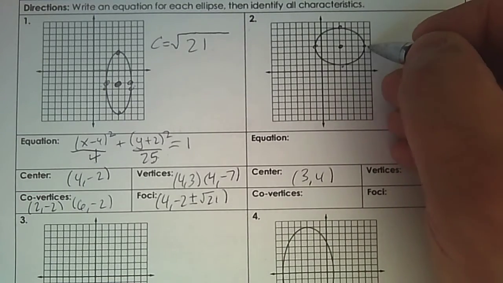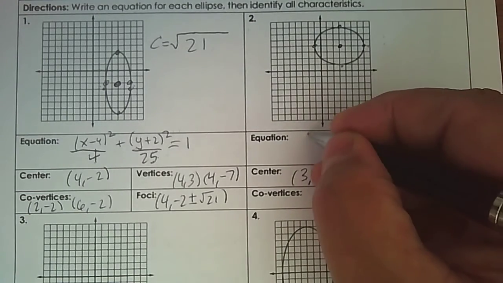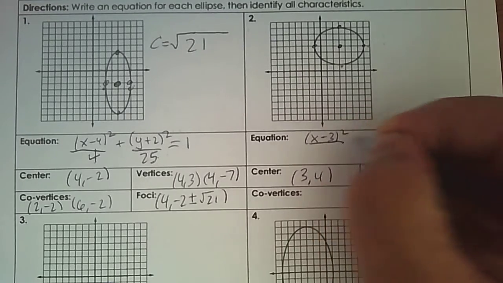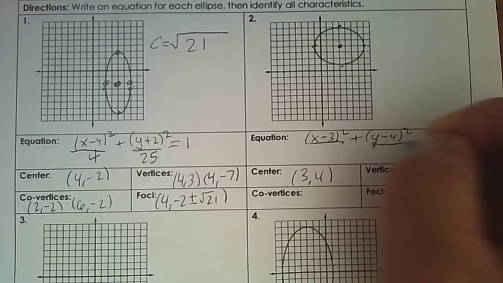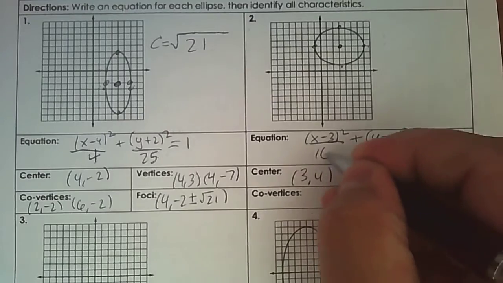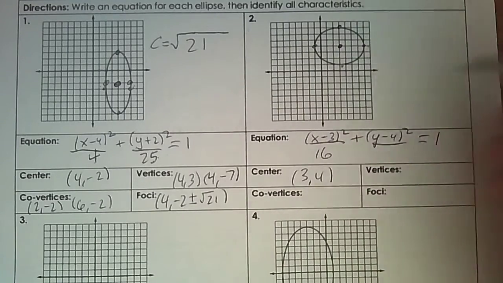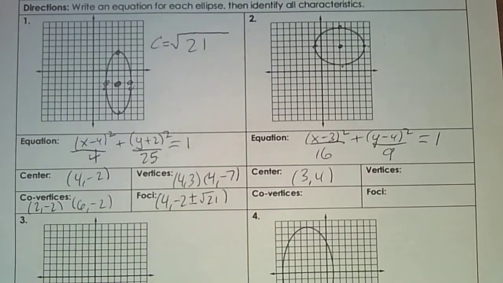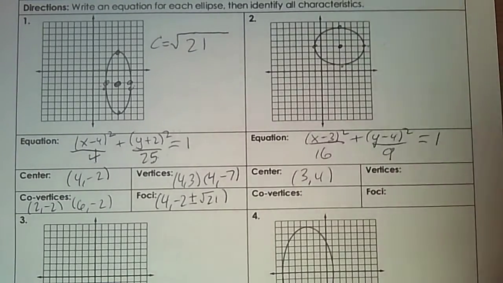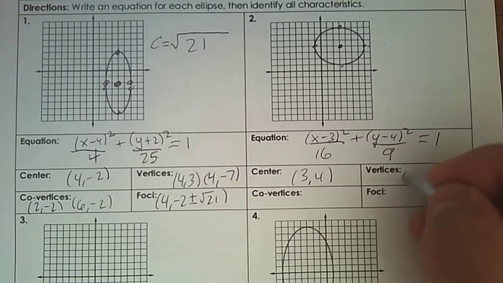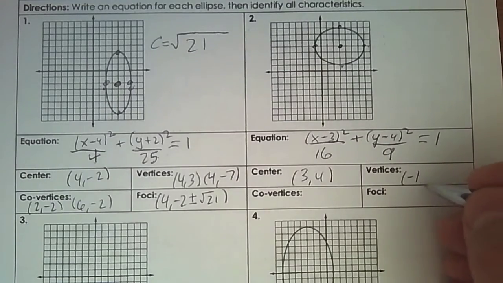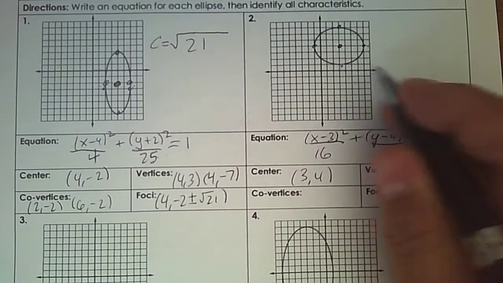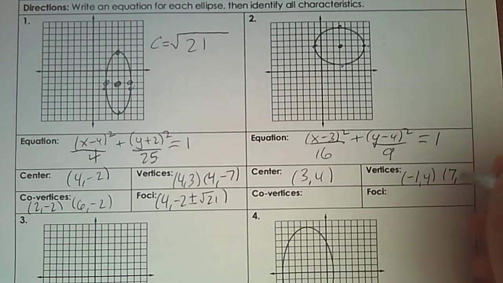So if you count from the center to the right, it's 4. So let me write this down first of all. So under the x, 4 squared is 16. If I count up or down, that distance is 3. And if you square it, that's 9. Then I need to write down what these vertices are. So the major vertices left and right, one is at (-1, 4). And the other one, if I count to the right, is (7, 4).